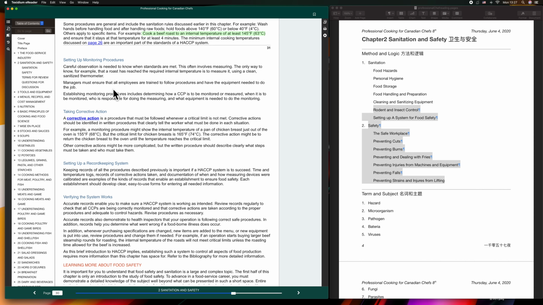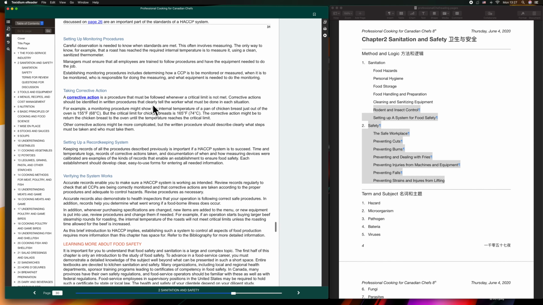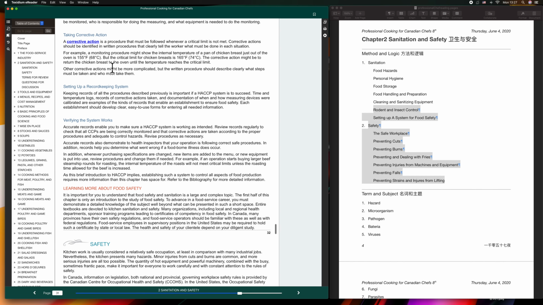Managers must ensure that all employees are trained to follow procedures and have the equipment needed to do the job. Establishing monitoring procedures includes determining how a CCP is to be monitored or measured, when it is to be monitored, who is responsible for doing the measuring, and what equipment is needed to do the monitoring. Next, taking corrective action.